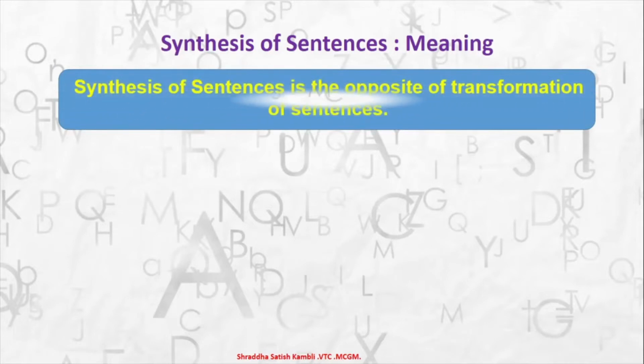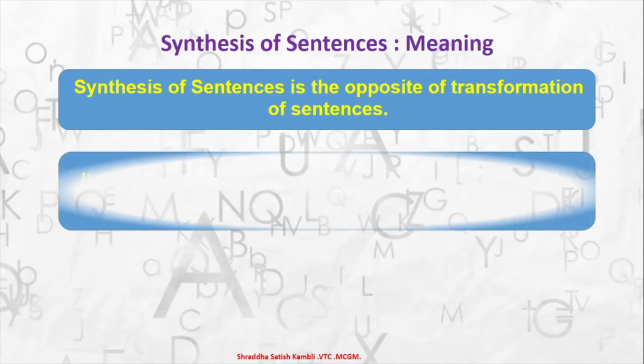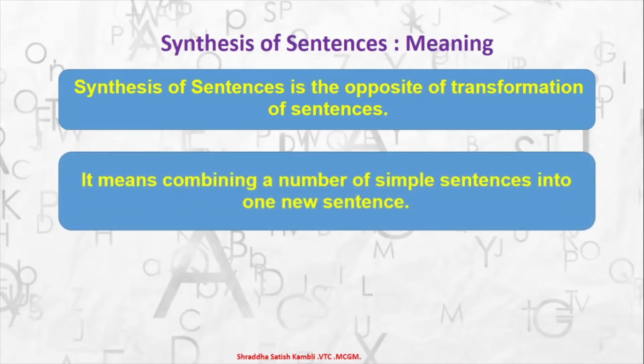See, synthesis of sentences is the opposite of transformation of sentence. When you transform a sentence, you change the sentence totally into something else. But when you're saying synthesis of sentences, you combine a number of simple sentences into one new sentence. So you pick up two simple sentences, or three simple sentences, and you combine them and form a new kind of sentence.